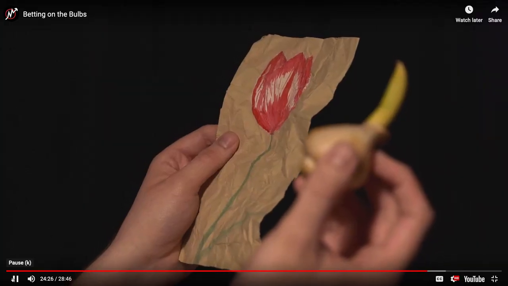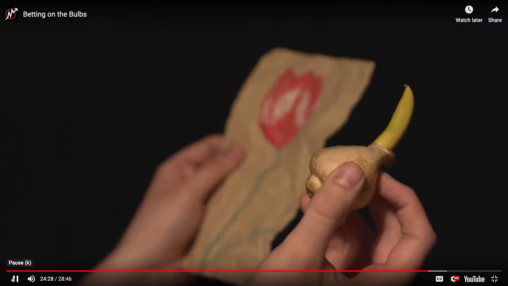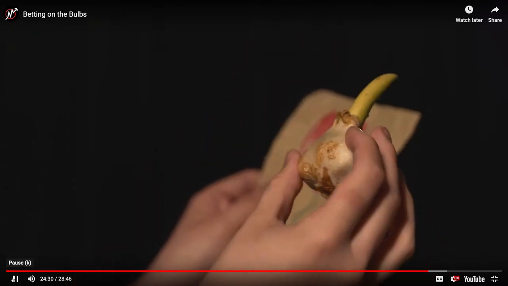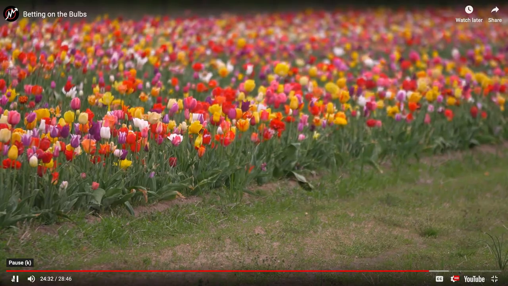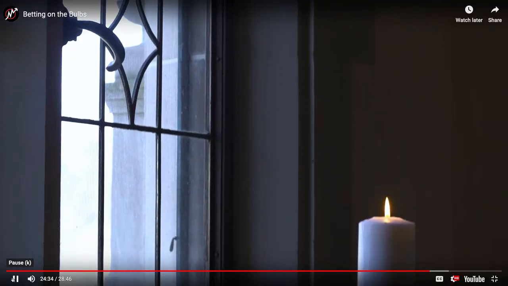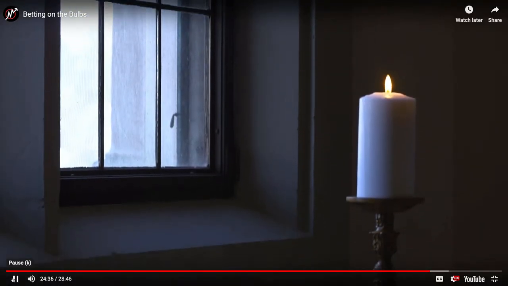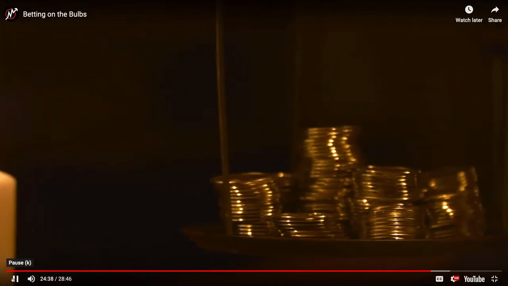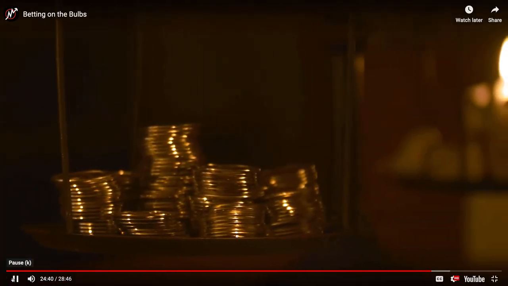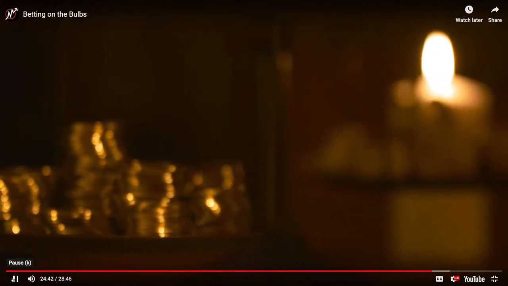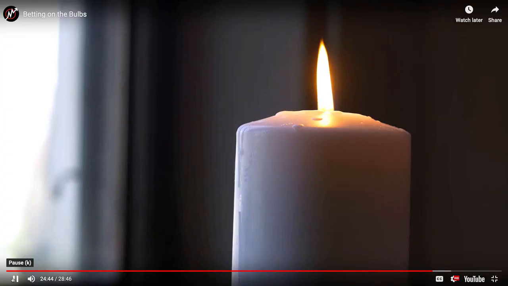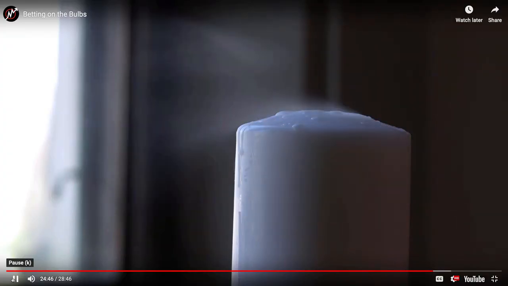In the blink of an eye, what was indeed a huge fortune on paper had bloomed into a disaster. In the winter months of 1636 to 1637, the price of tulip bulbs had surely increased tenfold, and subsequently decreased tenfold. Tulip mania was over.